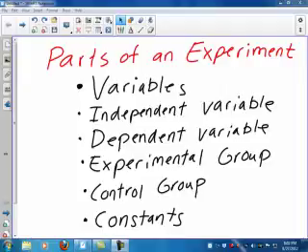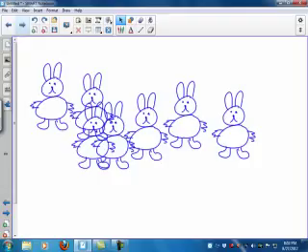You have 6 vocab words on the screen there, and our goal is to learn those 6 vocab words and be able to identify them in experiments and to design our own experiments correctly, including those things on the screen. So this experiment is going to end up being about rabbits.